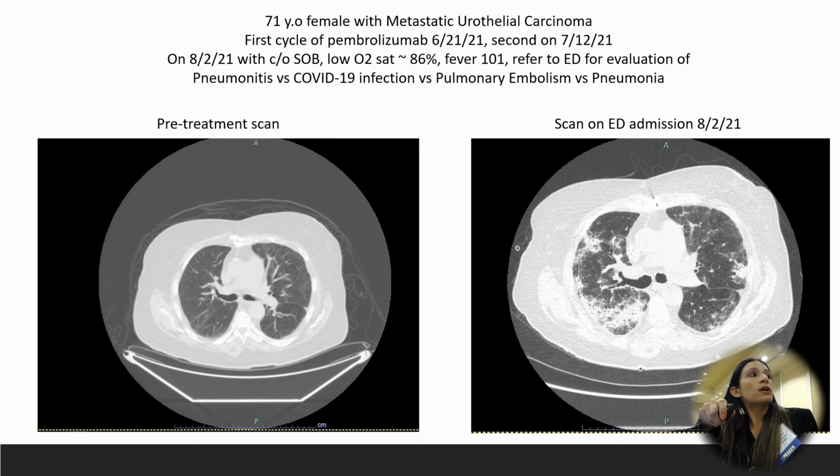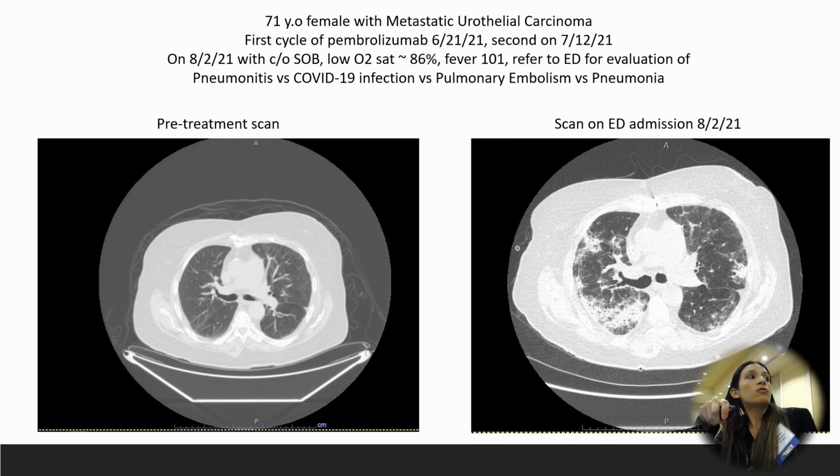Basically, she gets 2 cycles of pembrolizumab. She shows up in the office August 2nd with shortness of breath, low O2 sat of 86%, and a fever. So what are we thinking? Pneumonitis, could it be COVID? Now everything has to be COVID until proven otherwise. So could it be a PE?